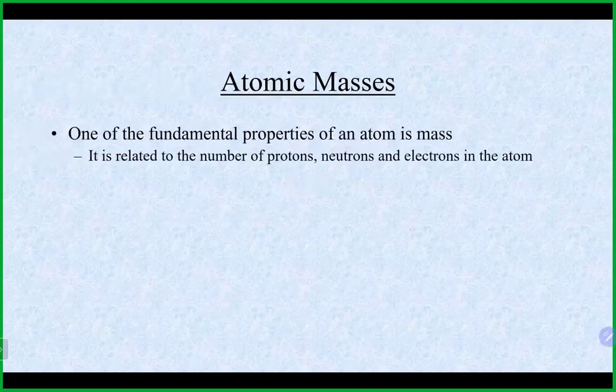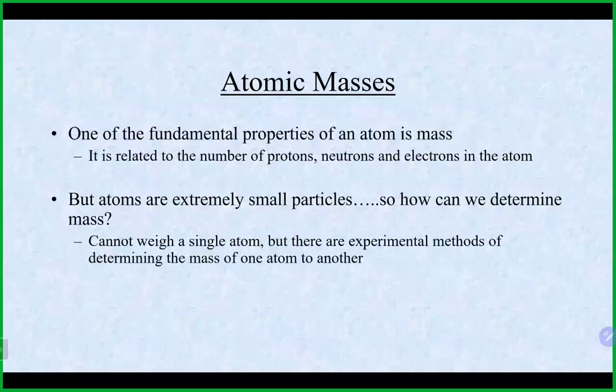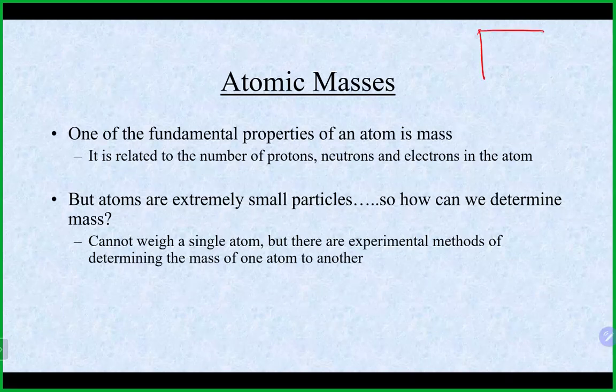The first thing we're going to really talk about is the atomic mass, and the atomic mass is one of the fundamental properties of an atom. It's obviously based on how many protons, electrons, and neutrons it has. The atomic mass can be found on the periodic table. Again, that number that we see on the bottom there is the atomic mass for everything.